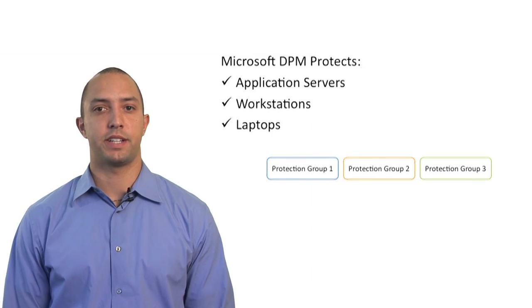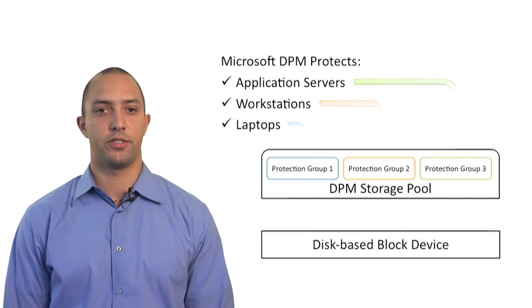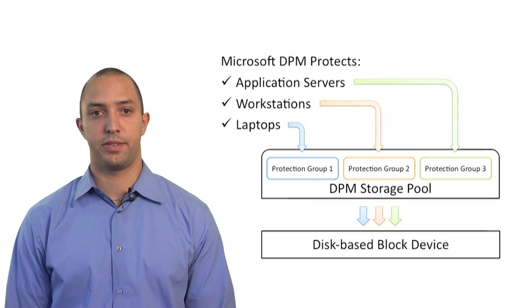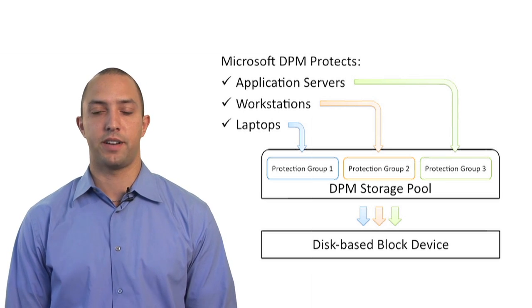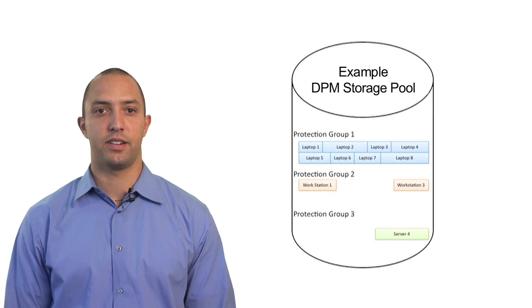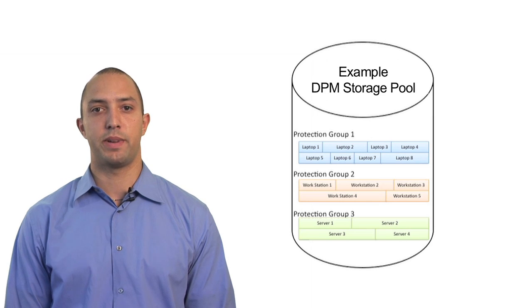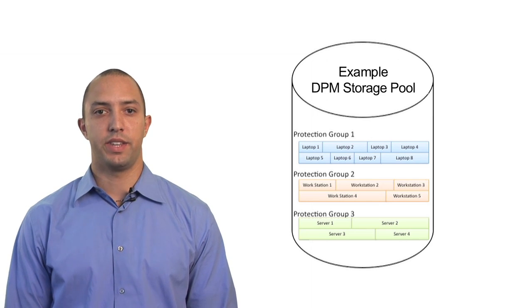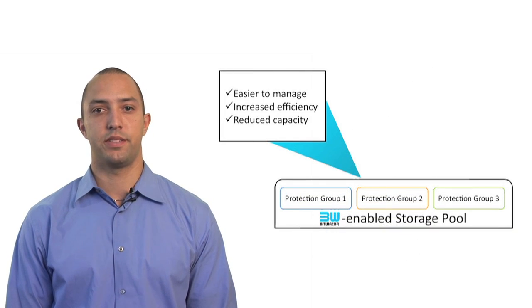Microsoft System Center Data Protection Manager, or DPM, does a great job at providing data protection for Windows application servers, workstations, and laptops. DPM is designed to use storage pools to protect assigned protection groups, but oftentimes, redundant operating system files, application, and user data are written to a protection group over and over again, consuming unnecessarily large amounts of storage capacity. With the introduction of BitWackr for Windows, DPM's standard storage pool is enhanced, making it more manageable and energy efficient by reducing the amount of storage capacity needed.